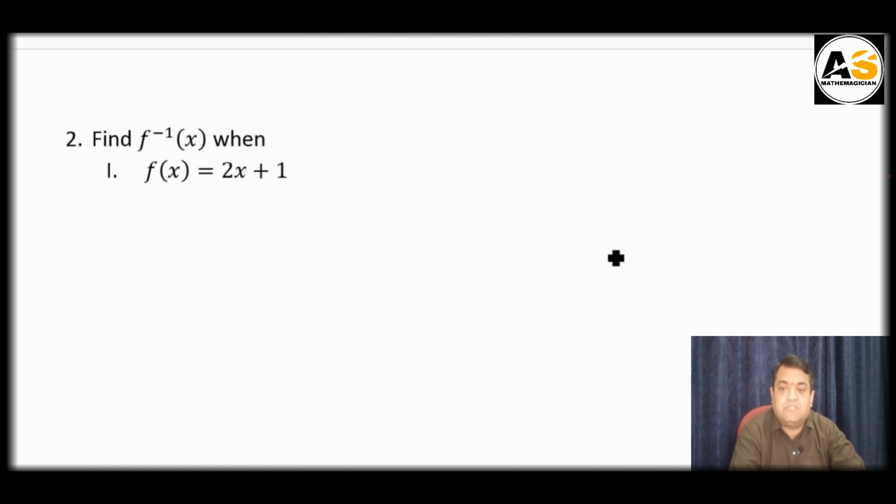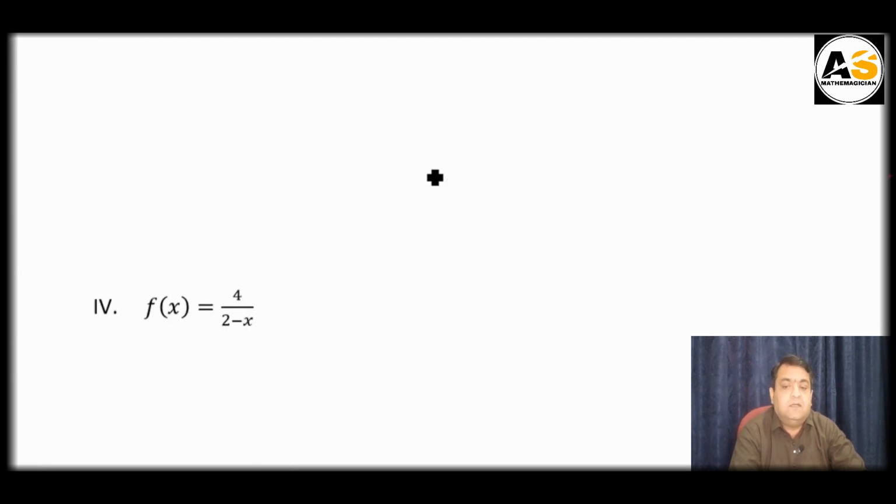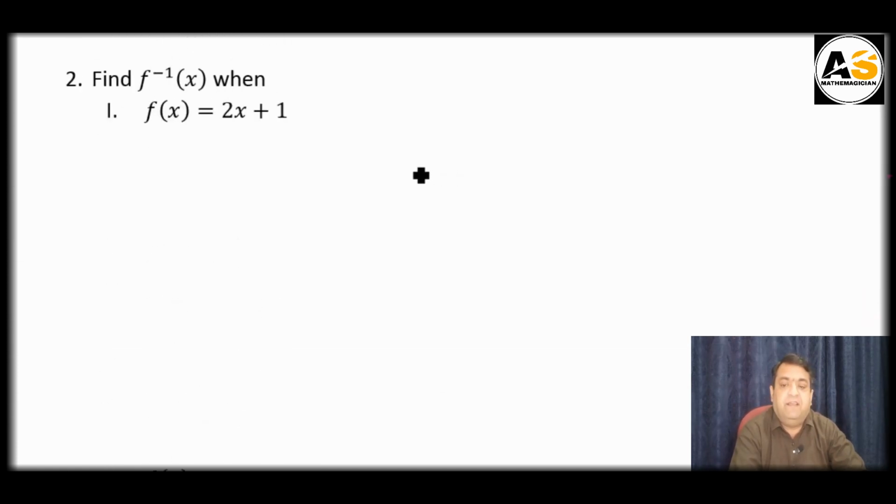Moving to our next question now. F of x is given. We have to find f inverse of x. There are four parts actually, and in all these parts we have to find f inverse.